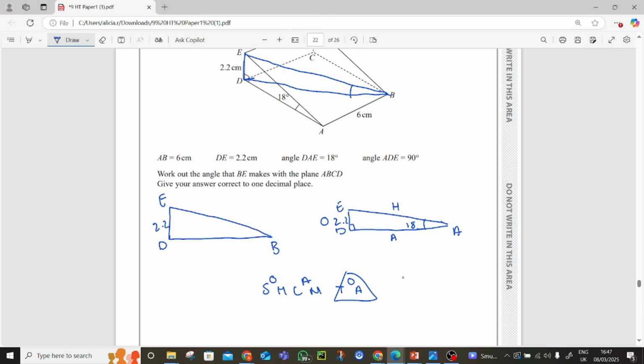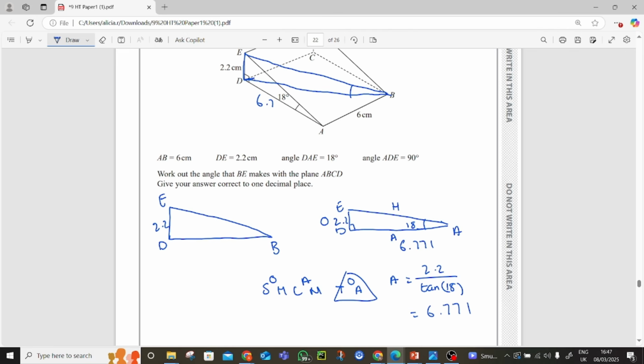And because I'm looking for adjacent, I'm going to say that the adjacent is equal to opposite over tan of angle. So opposite is 2.2 over tan of 18. I type that into my calculator and I can work out that the adjacent is 6.771. So that's this side here at the base, 6.771.